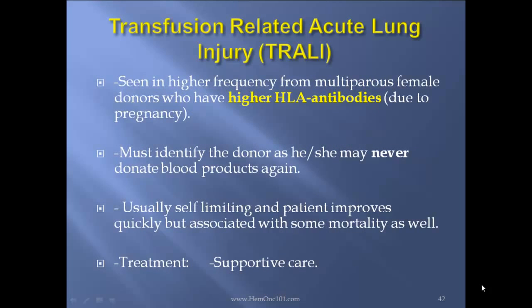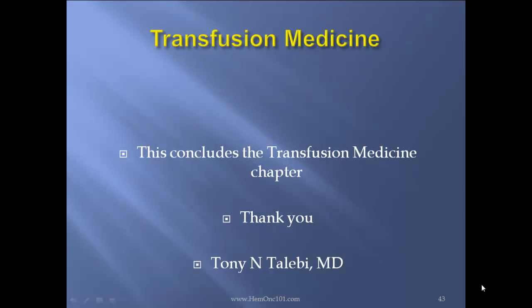This is seen in high frequency from multiparous female donors who have higher HLA antibodies due to pregnancies and exposure to paternal antigens. Must identify the donor, as he or she may never donate blood products again. It's usually self-limiting and patients improve quickly, but associated with some mortality as well. Treatment: supportive care. This concludes the transfusion medicine chapter. Thank you.